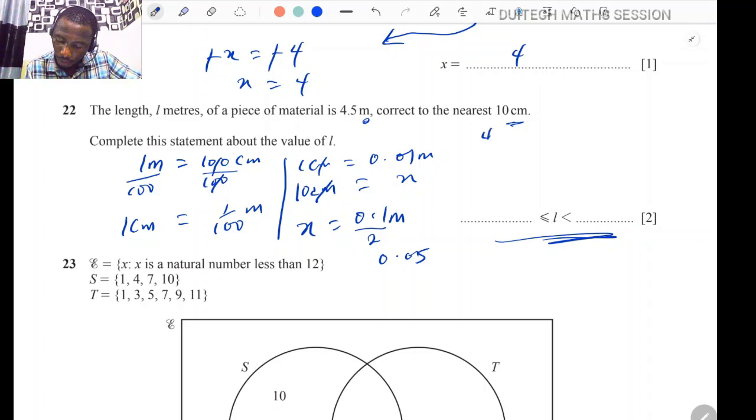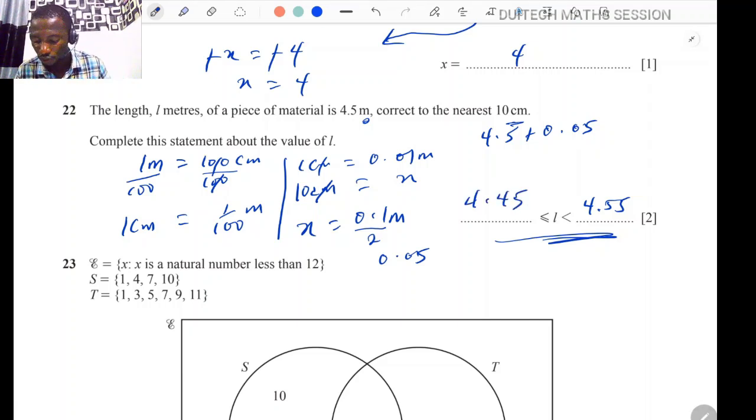So I will now say 4.5 plus 0.05. That will give me 4.55. So I'll subtract again: 4.5 minus 0.05. That will give me, for the lowest, 4.45. So that is what they want you to do. This is for the lowest, the lower bound, then the upper bound, infimum or supremum.